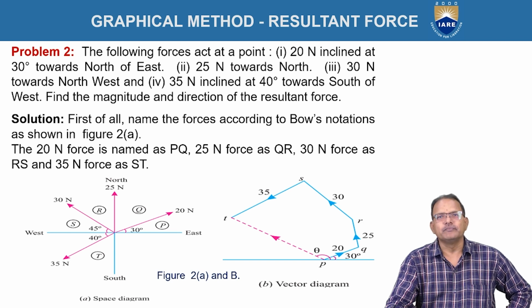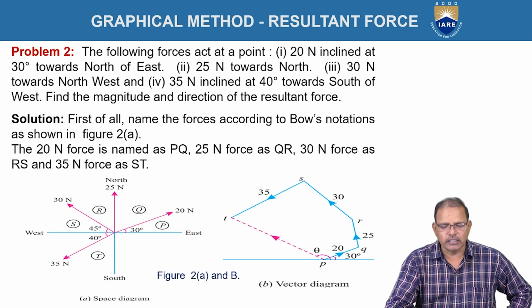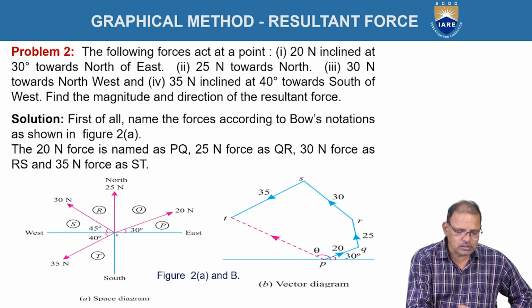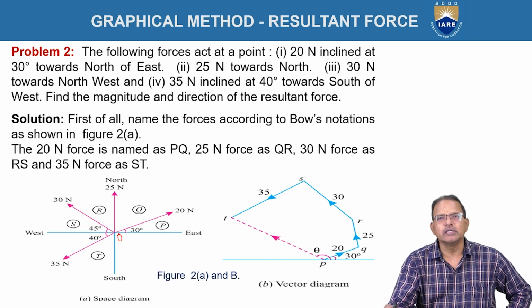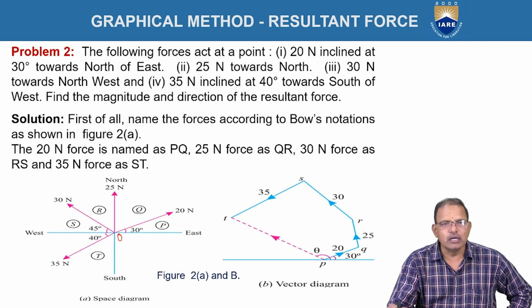Now, a second problem. The following forces are acting at a point O as shown in the figure. The first force is 20 newtons inclined at 30 degrees towards the north of east, 25 newtons towards the north, 30 newtons towards the northwest, and 35 newtons inclined at 45 degrees towards the south of west. Find the magnitude and direction of the resultant force.